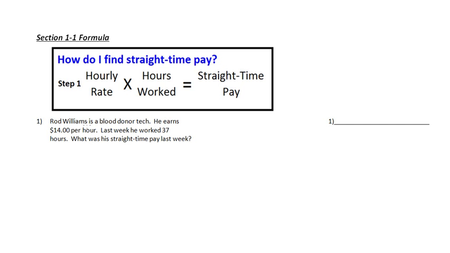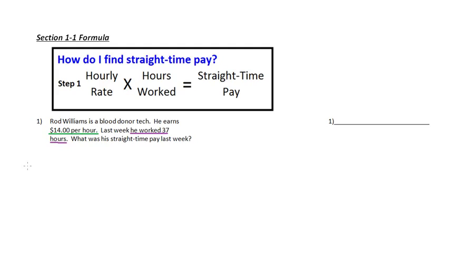Rod Williams. He's a blood donor tech. He earns $14 per hour. And that's something to kind of underline here, and I'm going to underline it in green. He earns $14 per hour. Well, last week he worked 37 hours. He worked 37 hours last week, and we're going to underline that in purple.